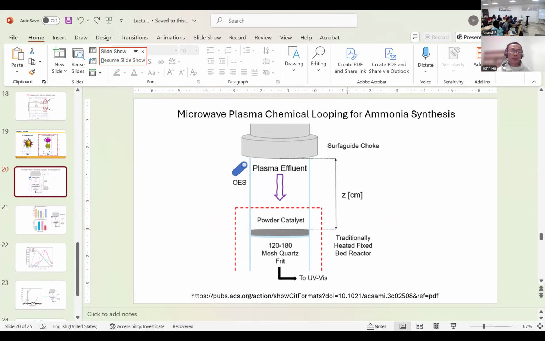I'm going to show you another way. One day the audience asked the question, how do you generate the nitrogen plasma? There are different ways to generate nitrogen plasma. You can put it under vacuum, then flow nitrogen, and ionize the nitrogen under microwave. But that's not the way we are doing it, because you don't want to put a vacuum in the microwave. For ammonia synthesis, you need some kind of pressure.